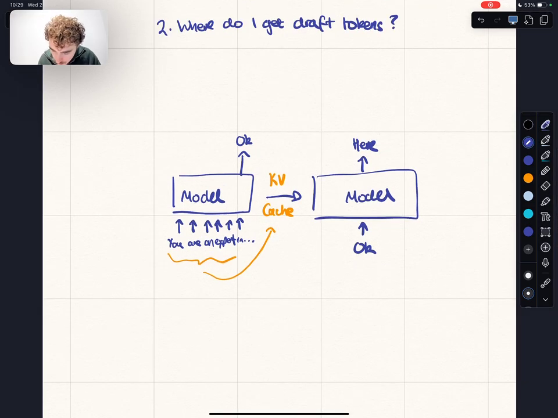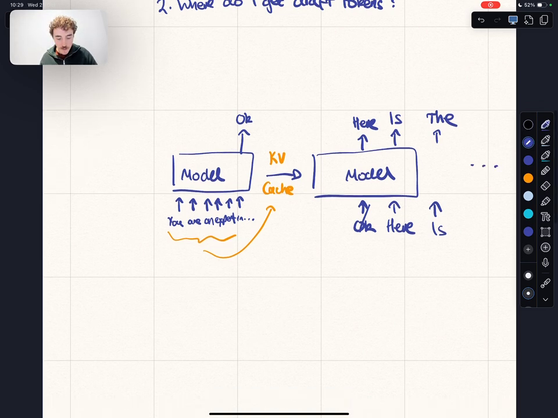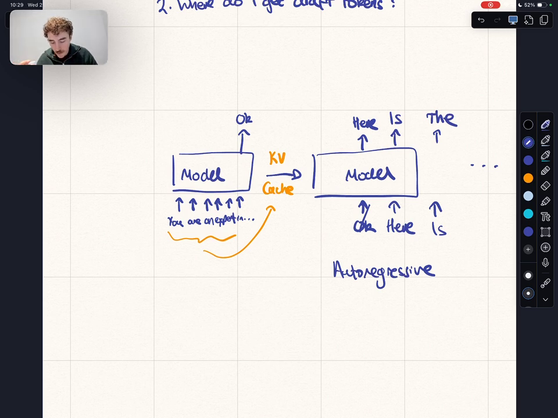This word gets added into the KV cache. In the next step, you pass in the next token that you generated, and you do the same, and so on and so forth. That's why these models are called auto-regressive. They take the output from the previous step, and that becomes the new input into the model.